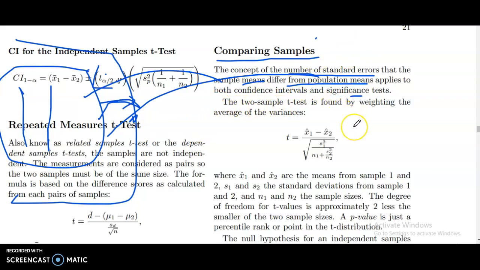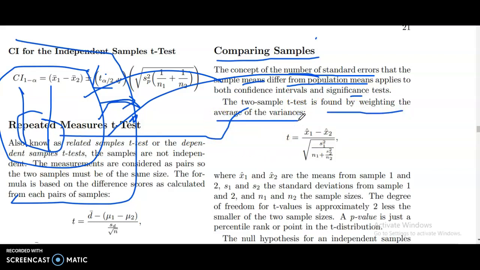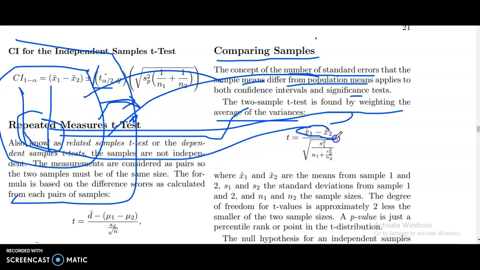The two sample t-test is found by the two sample test, which is found by weighting the average of the variances. We have X1 from the first sample and X2 from the second sample. We have to subtract these two sample means, X2 from X1.